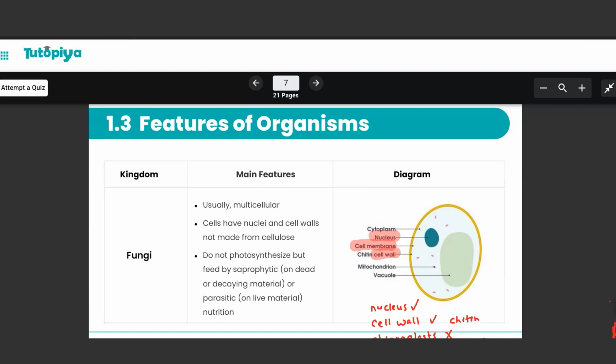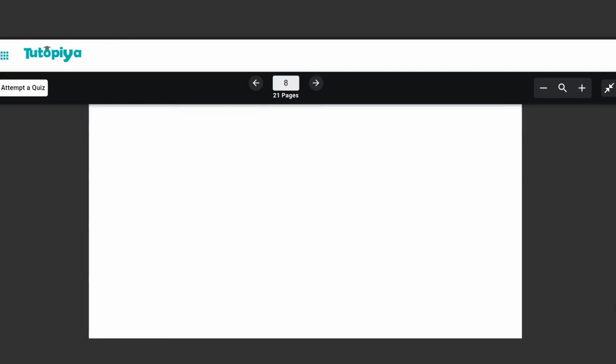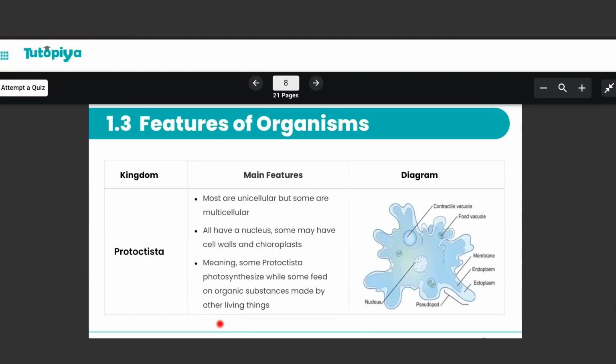Now, once again, the fact that fungal cells do not have chloroplasts means that they do not photosynthesize. And if they don't photosynthesize, they cannot produce their own food. So how then do they get their nutrition? They get their nutrition by feeding saprophytically or parasitically. So they feed by saprophytic or parasitic nutrition. So this is about kingdom fungi. We're done with that as well. And we're moving on to our fourth kingdom, kingdom Protoctista.